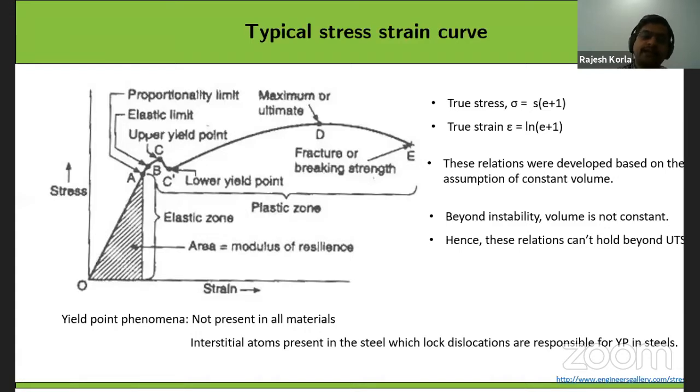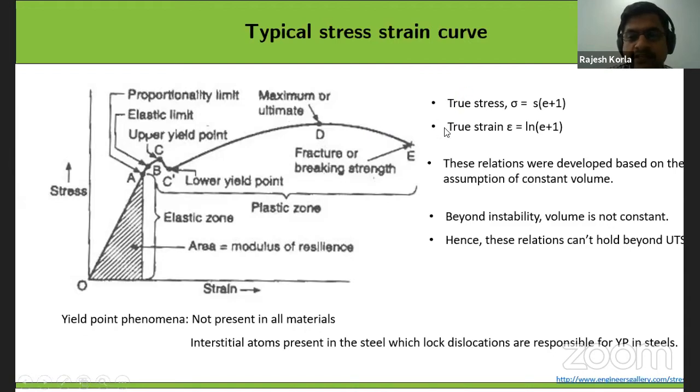We have some amount of ductility that can give a better toughness. That means we should have good strength and at the same time some amount of ductility. That will give the good fracture toughness, good toughness. So these are basically engineering stress strain curves, and then you can convert to true stress strain curves using these relationships. But these relationships were derived under the assumption of constant volume, because plastic deformation is a constant volume process. Elastic deformation is not a constant volume process, but plastic deformation is.